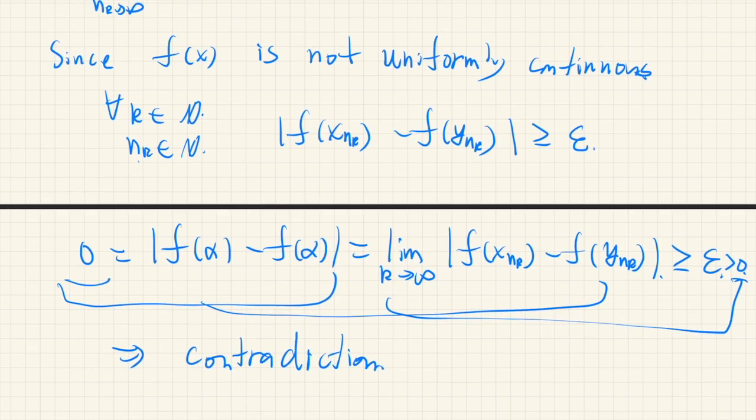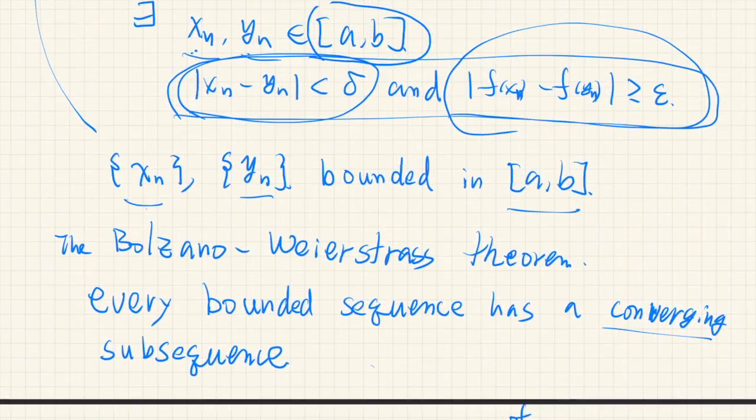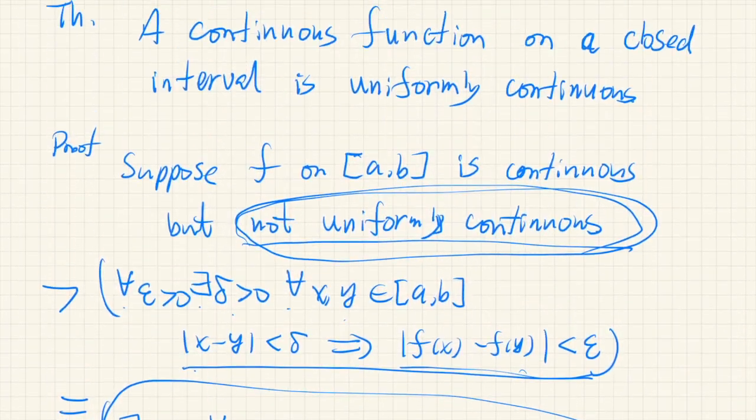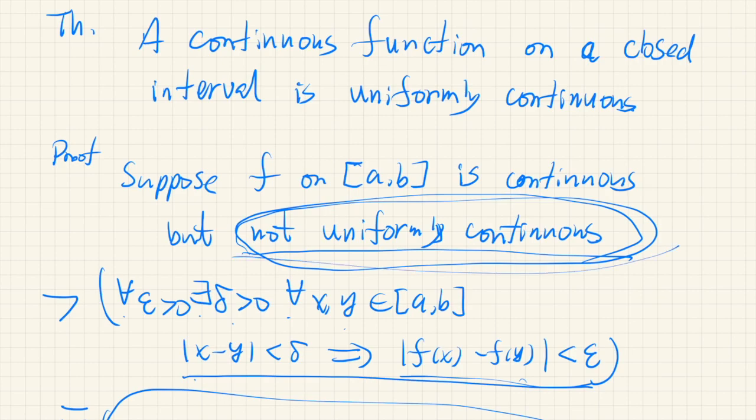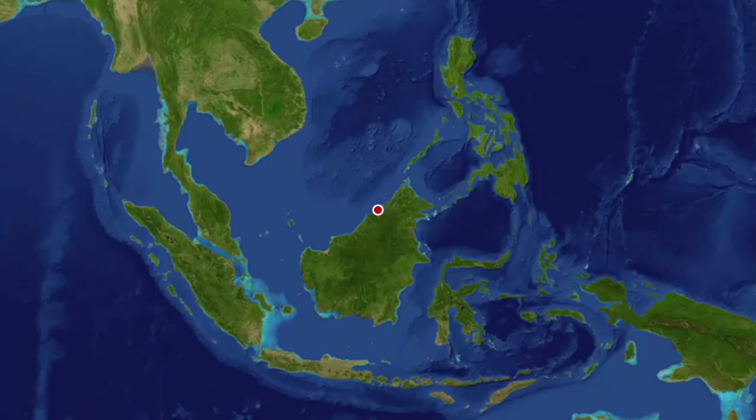Therefore, our assumption is not valid. So that means if f is continuous on a closed interval, then it is also uniformly continuous. And we are done.